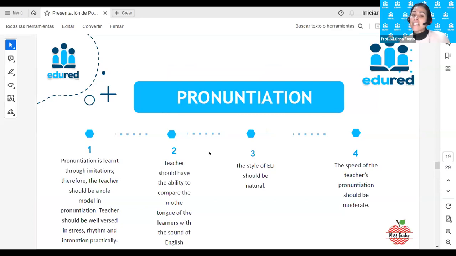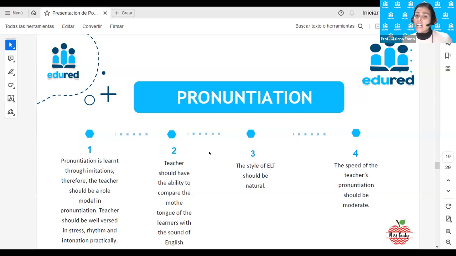Teacher should have the ability to compare the mother language of the learners with the sound of English. Okay? The teacher needs to be aware when they are using a Spanish accent. For example, it's not an example. So we need to identify when they're using a Spanish accent to make them know. Again, example. Example. No, honey. Example. Repeat after me. Imitate.